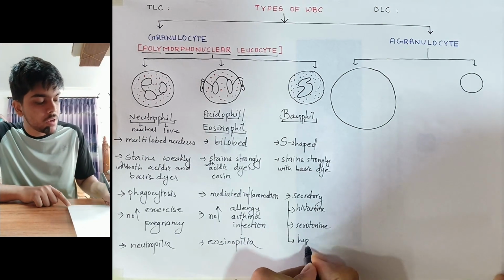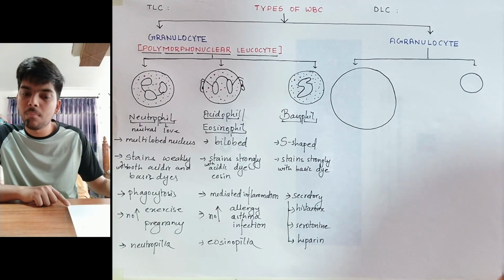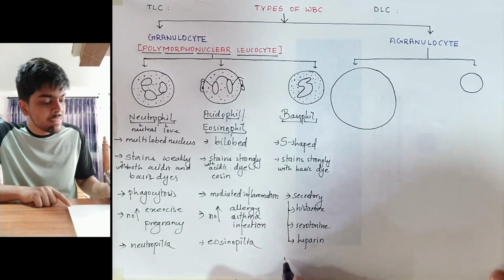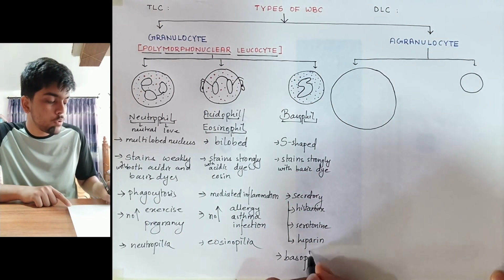And thirdly, heparin. Heparin is an anticoagulant, that is, it prevents blood clotting in blood vessels. And the condition where the number of basophils is more than the normal number is called basophilia.